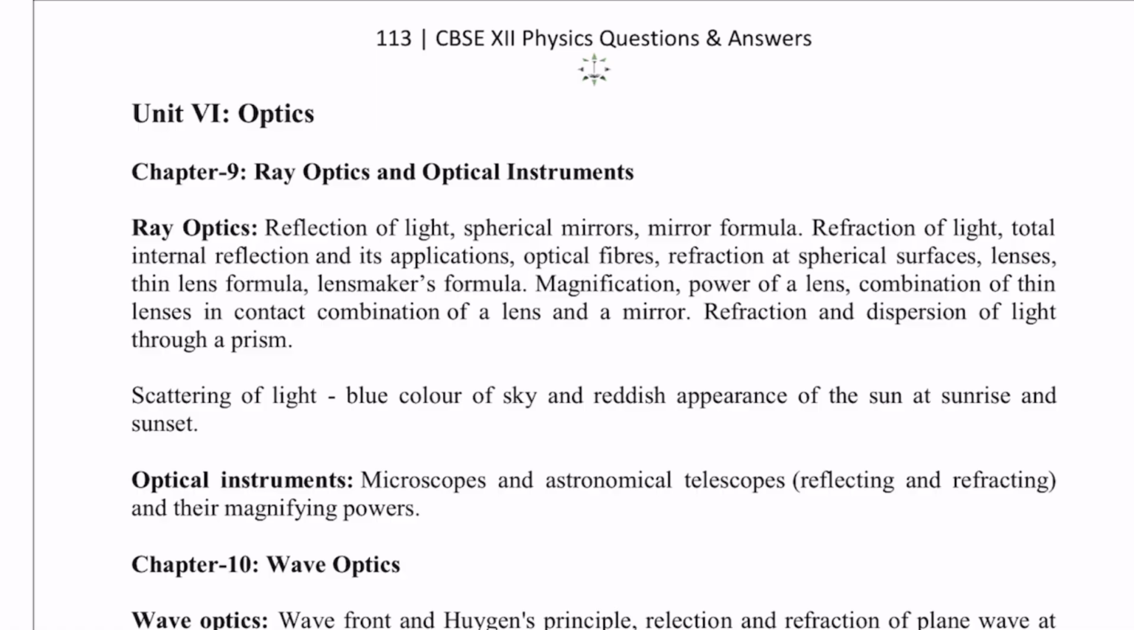So in our next class we will discuss ray optics and optical instruments. Here we will discuss the microscope, that is the simple microscope and compound microscope, and the telescope, the astronomical telescope and terrestrial telescope, their magnification, resolving power, tube length, more associated with numericals.